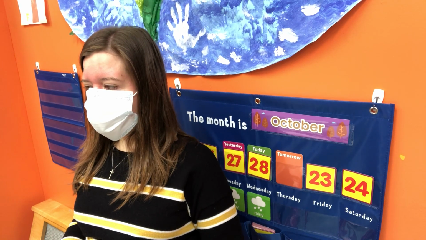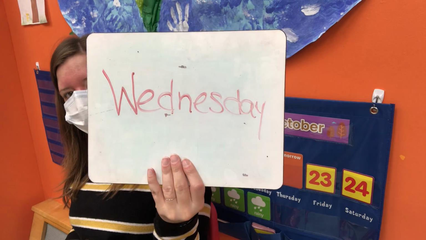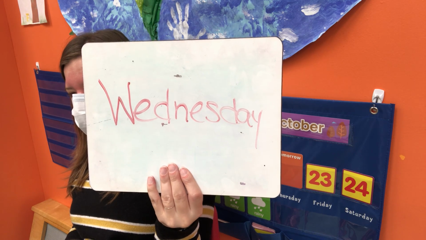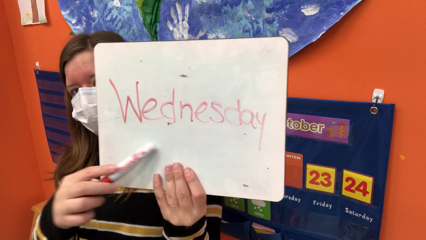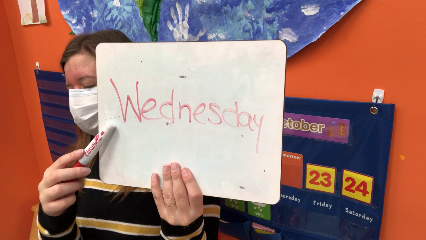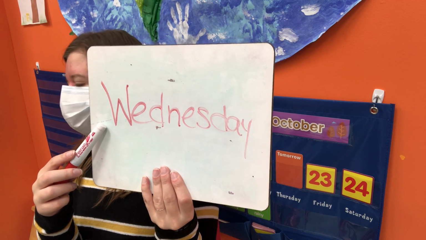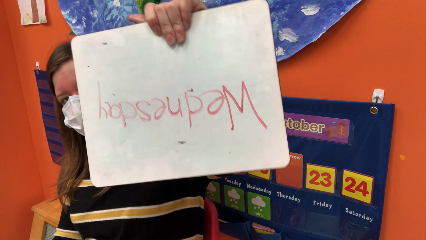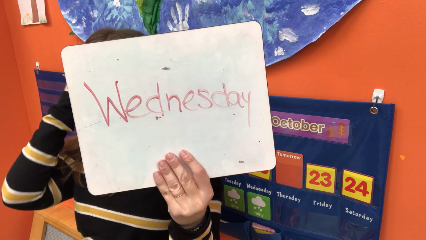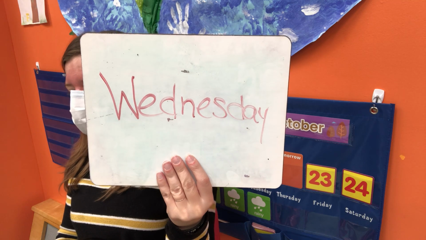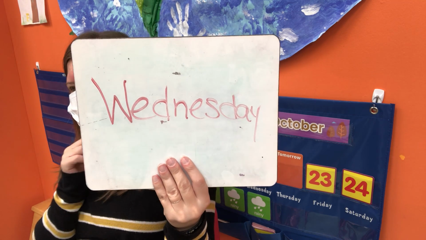Yesterday was what day? Wednesday. Yesterday was Wednesday. What letter does it begin with? W. If you turn it around, it's going to look like an M. That's right, because they're both twins. They look the same.